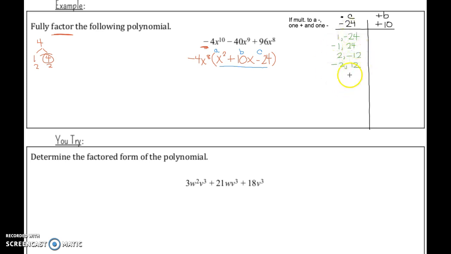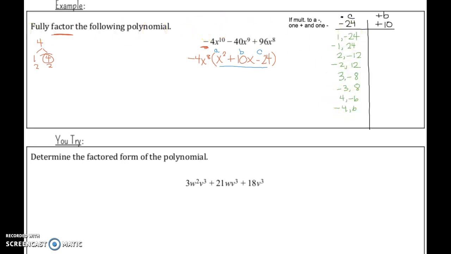24 divided by 3 is 8. So I have positive 3, negative 8, and then negative 3, positive 8. And then 24 divided by 4 is 6. So I have positive 4, negative 6, and negative 4, positive 6. And this is all of my factors.